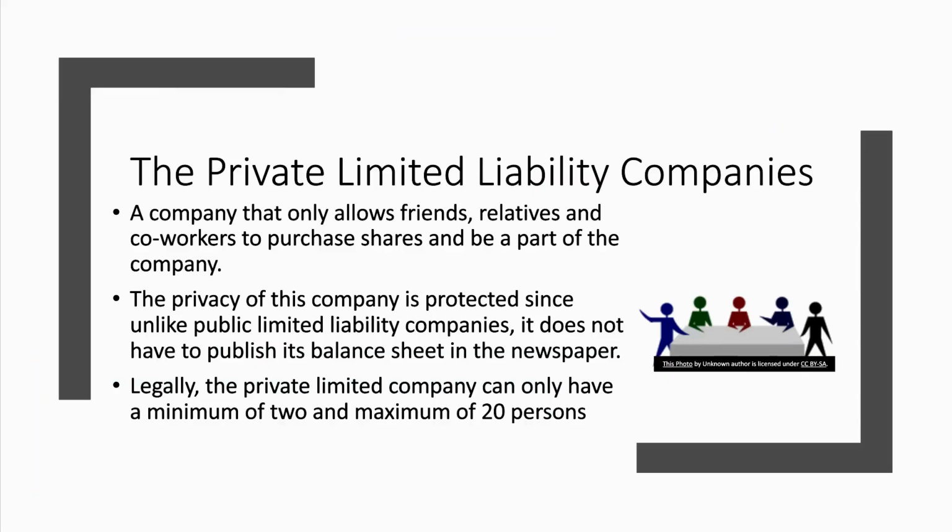Whenever somebody says they have a private limited liability company, that company only allows friends, relatives, and coworkers to purchase shares or to be a part of the company. The privacy of this company is protected because, unlike the public limited liability company, it does not have to publish its balance sheet in the newspaper. Legally, the private limited liability company can only have a maximum of 20 members and a minimum of 2.